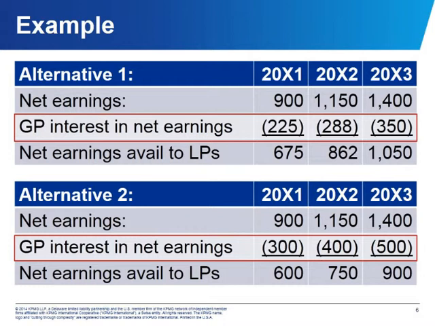Whereas if you look at the bottom half of the slide, Alternative 2, the GP has gotten 100% of earnings prior to the date of the drop-down, such that the net earnings available to the LPs does not change for those prior years. What were the proponents' views on each of these alternatives to support their respective views?